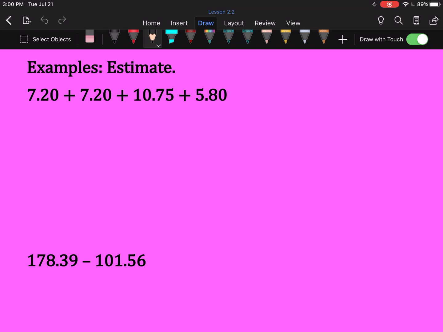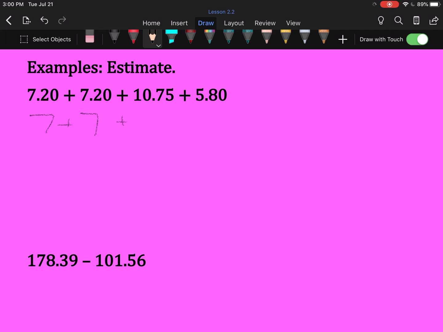0.2. 2 is between 0 and 4. It's 0, 1, 2, 3, 4, the first group. And that tells me to keep the whole number. So this is going to be 7. 7.2 is the same thing, so it's going to be 7.